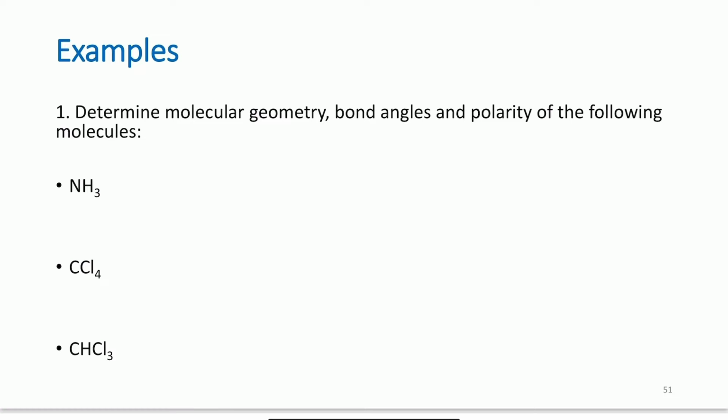So for NH3, we have 8 valence electrons, nitrogen with a lone pair bonded to 3 hydrogens. When I look at this, I see that I have 1, 2, 3, 4 areas of electron density, which means I have an electron geometry that is tetrahedral. I'm going to redraw this molecule in that fashion.